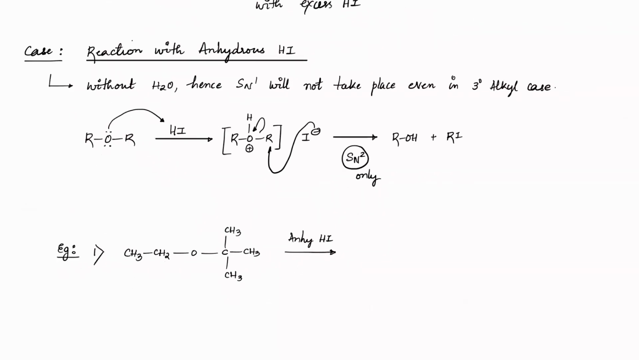Next, what if you have an anhydrous HI? This is given specifically. It has been mentioned that it is anhydrous HI, which means since there is no content of water whatsoever, SN1 is never possible. Everything will go via SN2 mechanism only. So you notice everything will be via SN2 only.